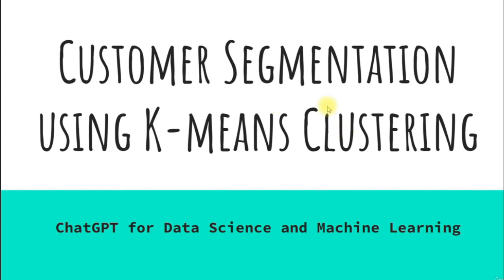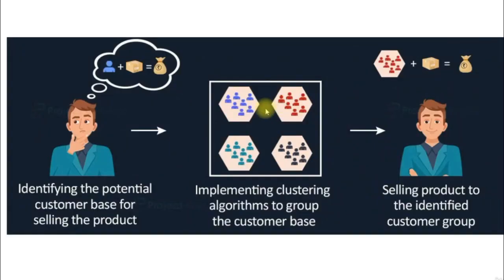Firstly, let us understand the problem statement that we are trying to solve over here. We want to identify the potential customer base for selling our product. And then how will we solve it? By implementing a clustering algorithm to group the customer base into different segments or different clusters.